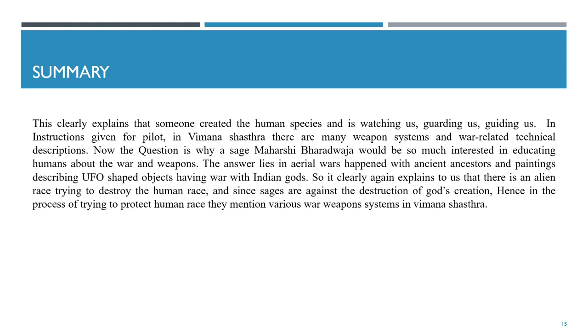So it is clearly explaining that there is some ancient race trying to destroy the human race, and since sages are against the destruction of God's creation, they are for the good. Hence, in the process of trying to protect the human race, they mention various war weapon systems in the Vimana Shastra. Even in the Ramayana, Ravana should have used it for a good purpose, not for destroying good people. So there are many such things.